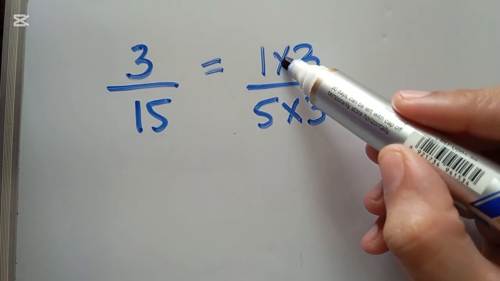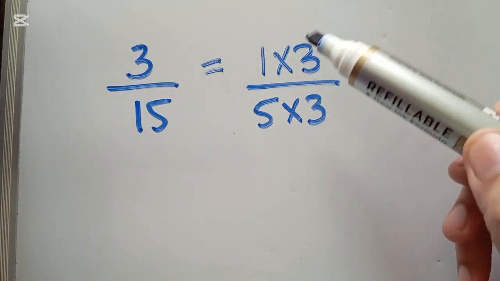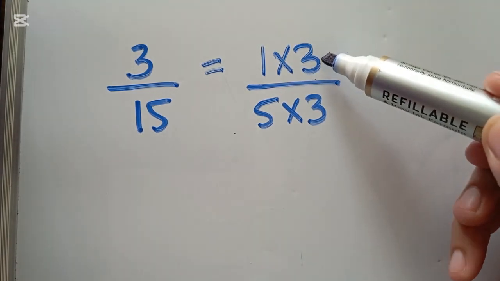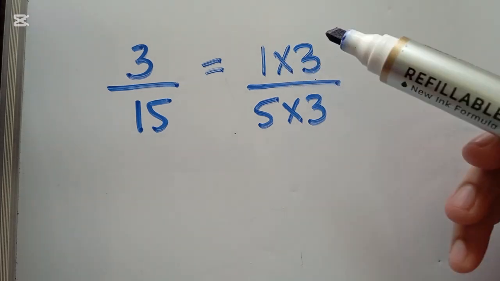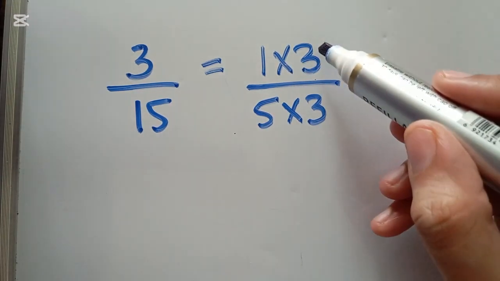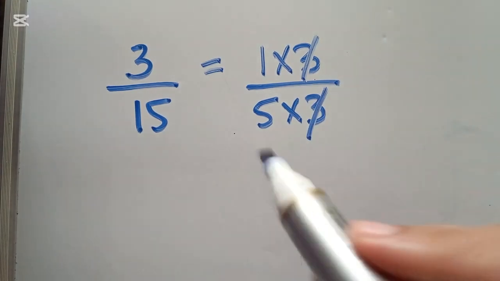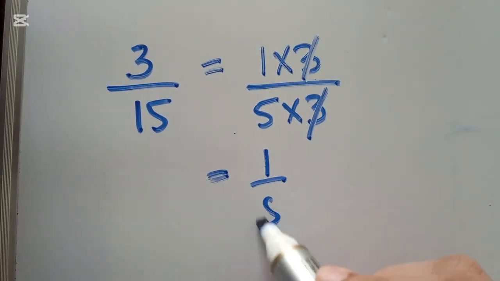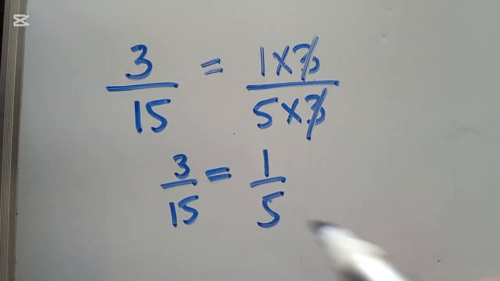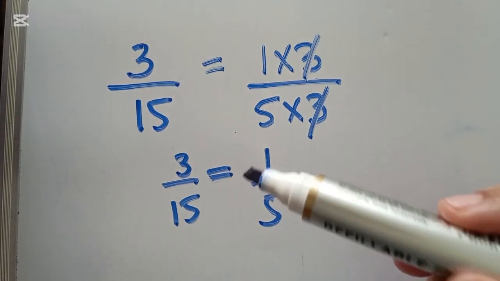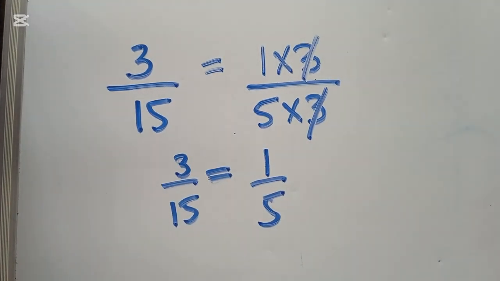If we have a sign of plus or minus over here, meaning any sign of addition or subtraction, then we cannot cancel any number in the numerator or denominator. But if you have a sign of multiplication, then you can easily cancel out. So I will cancel this 3 with this 3 and I'm left with 1 over 5. So 3 by 15 is basically 1 over 5. The simplified form of 3 by 15 is 1 over 5.